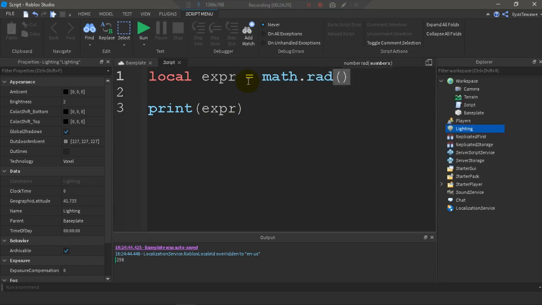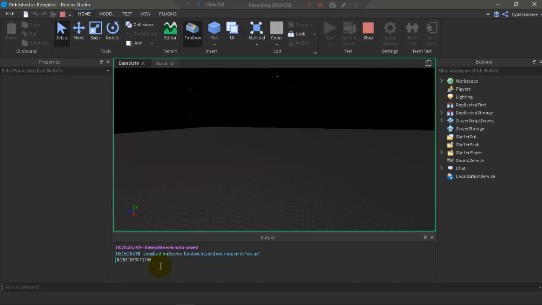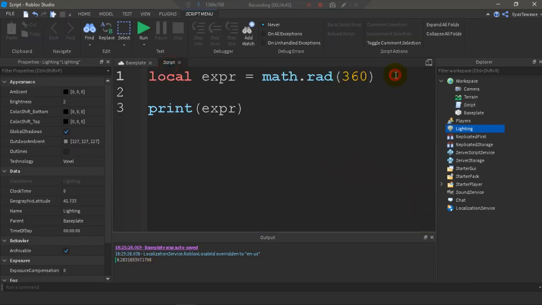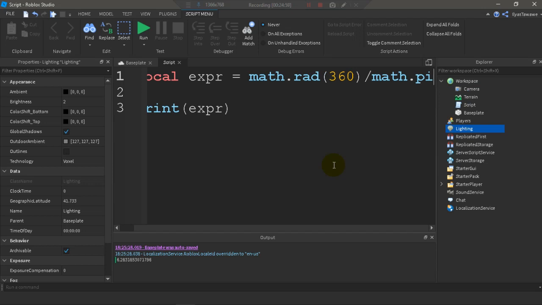Let's give it, for example, 360. Well, this is a full circle, so it's given us 6.28 blah blah blah. Anyway, so actually let's see how much pi we have in this value divided by math.pi. Well, this is a constant in the math module, or in the math library.